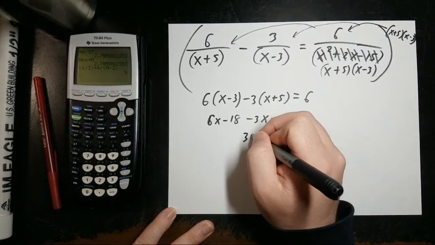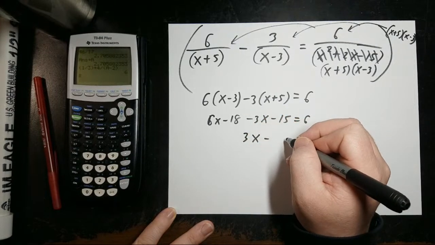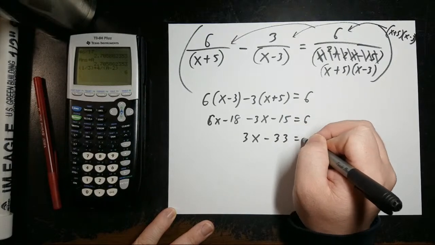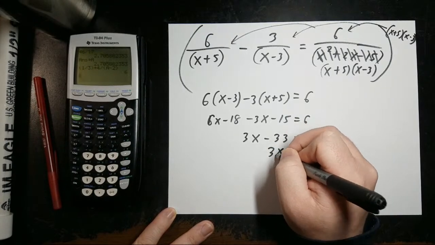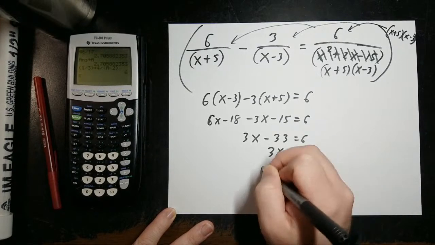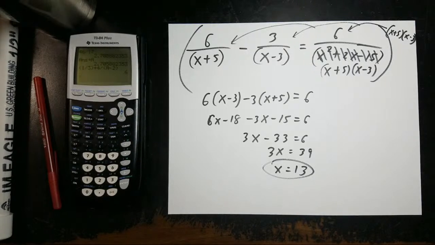Combine some like terms. What is that, 33? That's ridiculous. Add the 33 over. You end up with x equals 13. Now, this answer should work. If I were to plug this answer back into the original problem, it should absolutely work, and I will check that in a moment. But there are two answers that would not work.